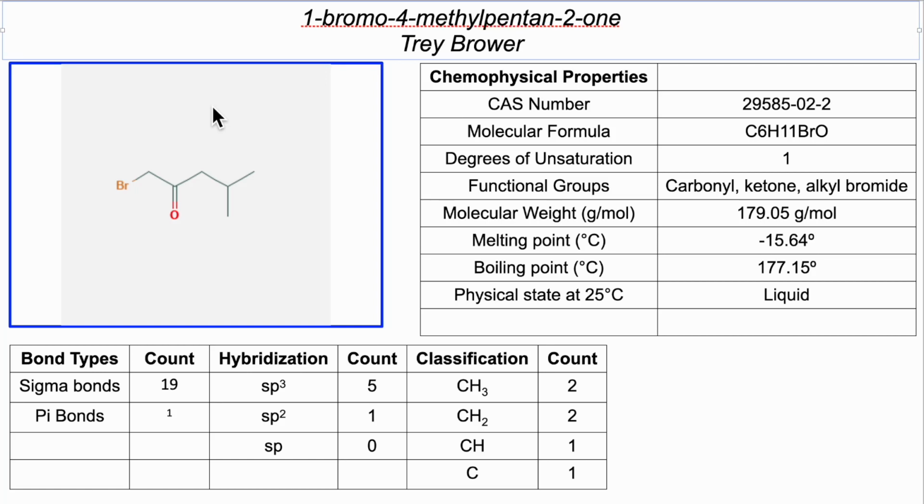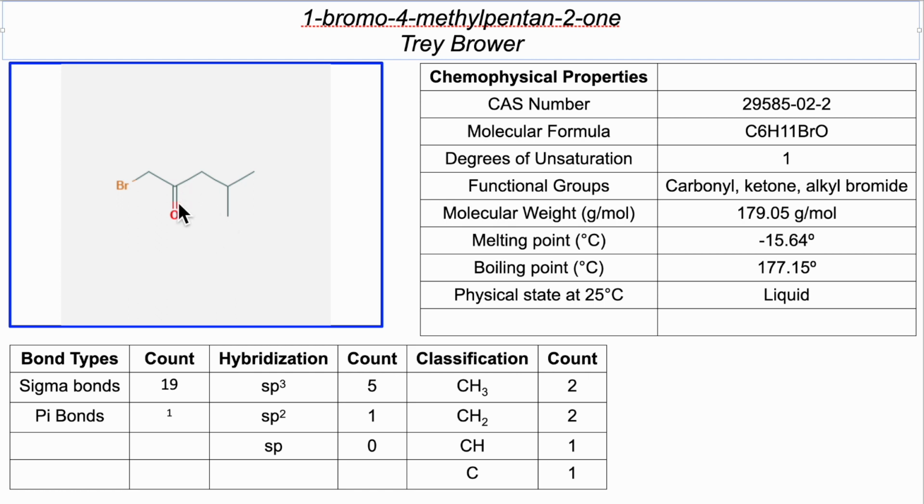Today I'll be explaining how to build and understand 1-bromo-4-methyl-pentanone. The structure itself has 19 sigma bonds: 1, 2, 3, 4, 5, 6, 7, 8, and the rest of them are from the hydrogen bonds. 9, 10, 11, 12, 13, 14, 15, 16, 17, 18, 19.